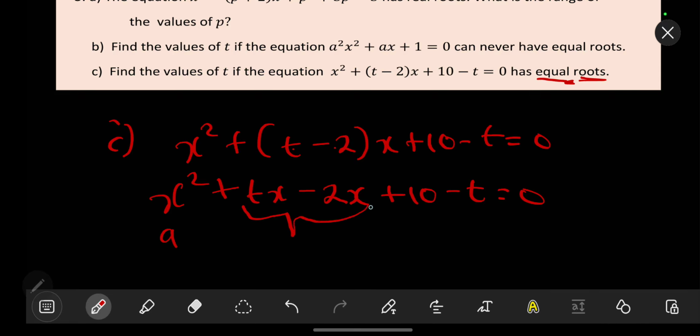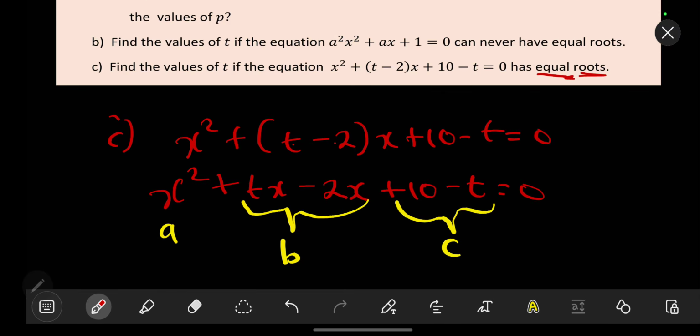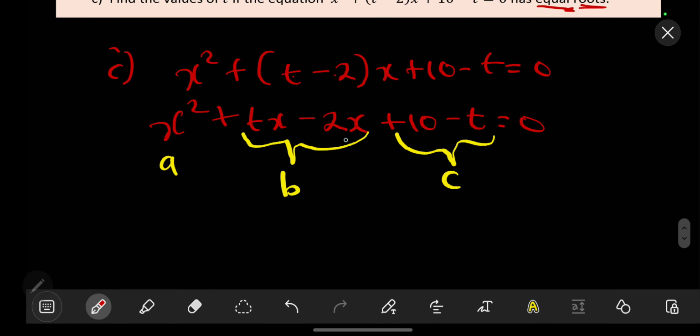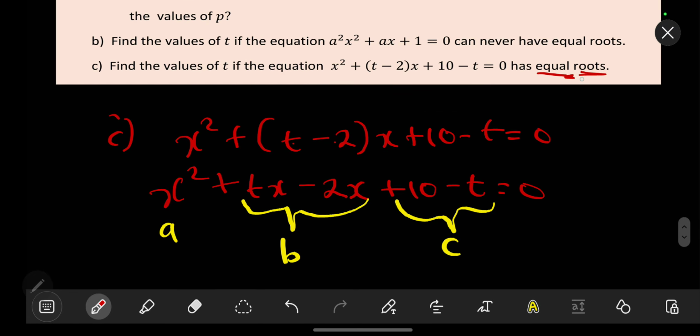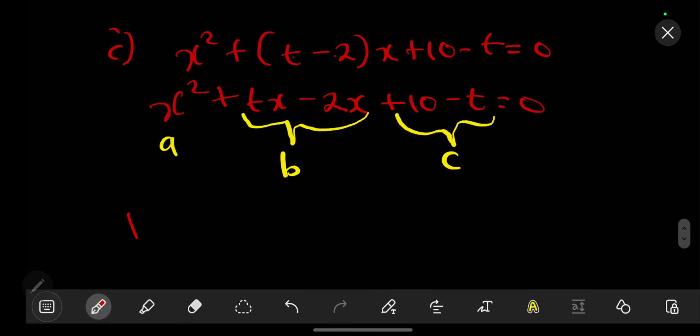The one with just x to the power 1, that's our b. Then finally the one without x, that's our c. So if that's the case, since we have been told that it has equal roots, we are going to use our b squared minus 4ac, which should be equal to 0.